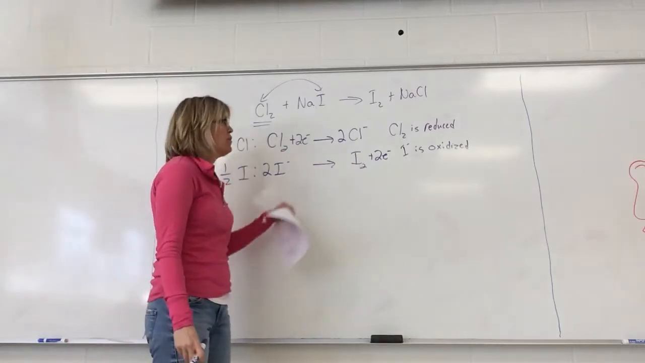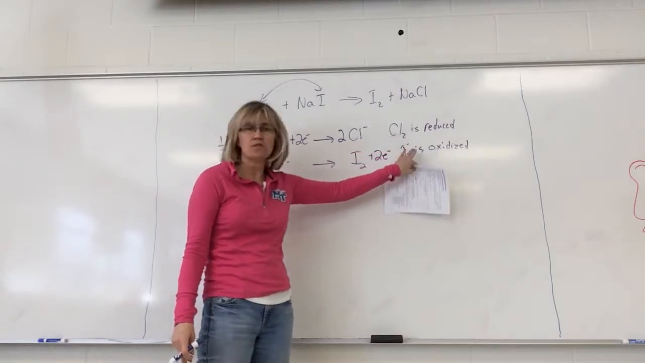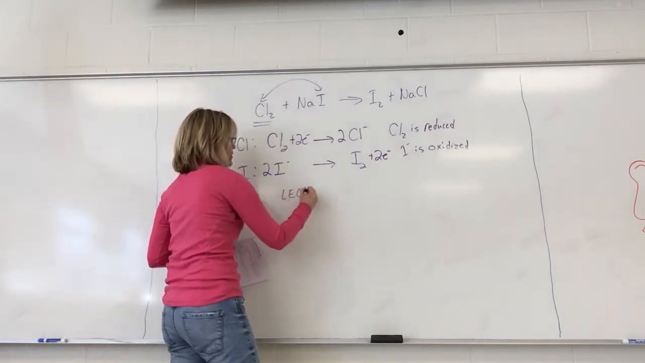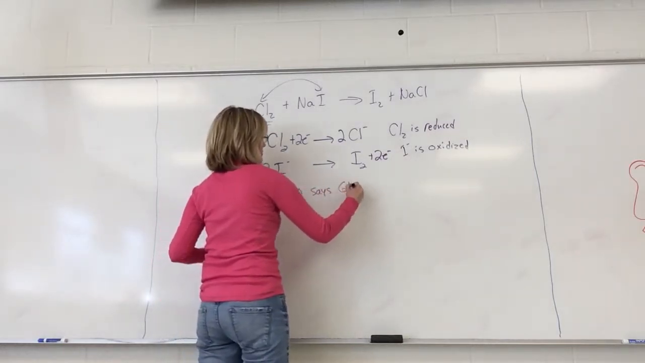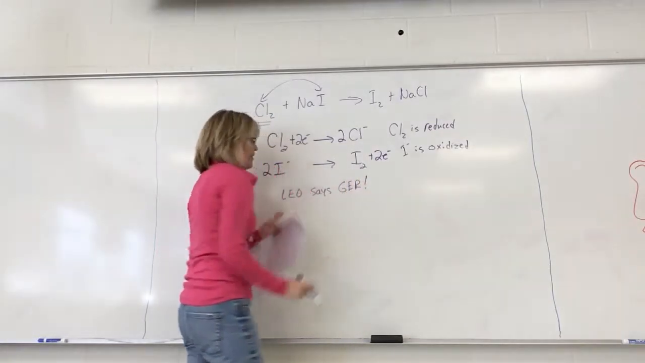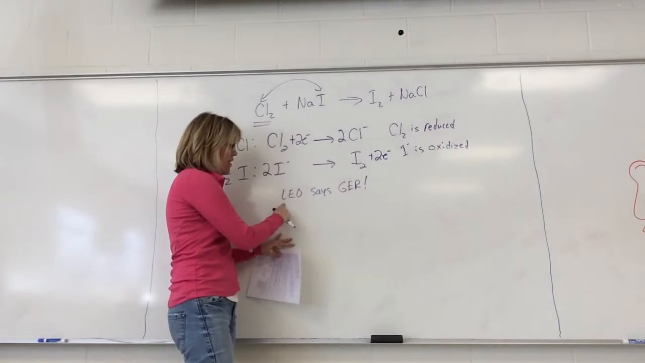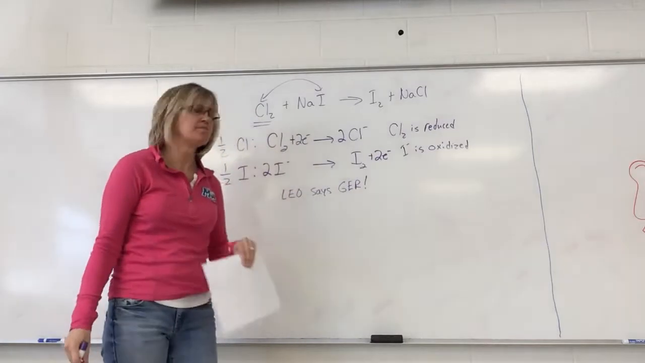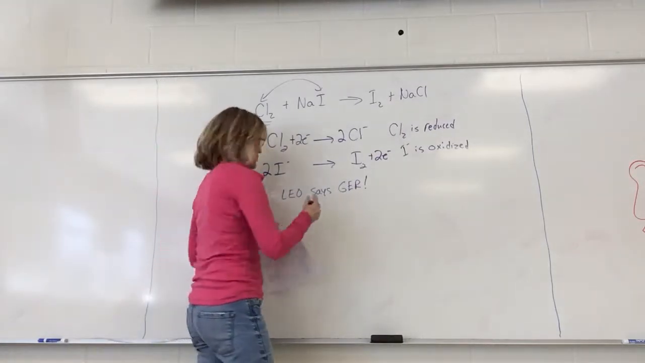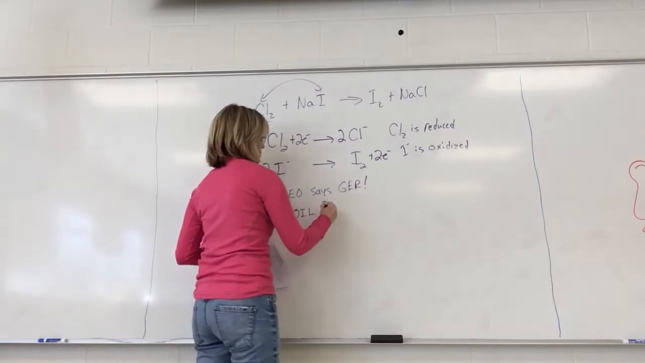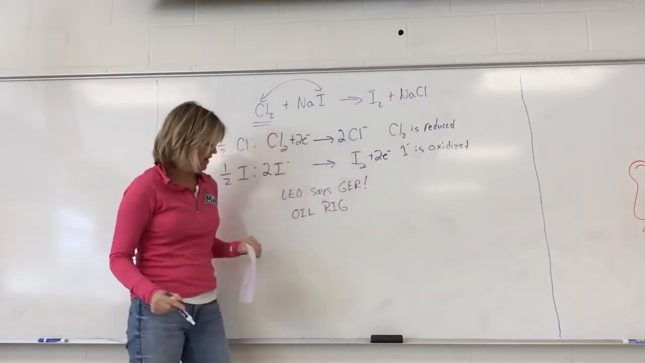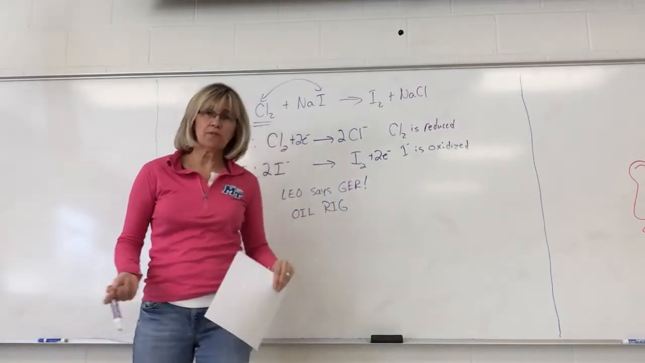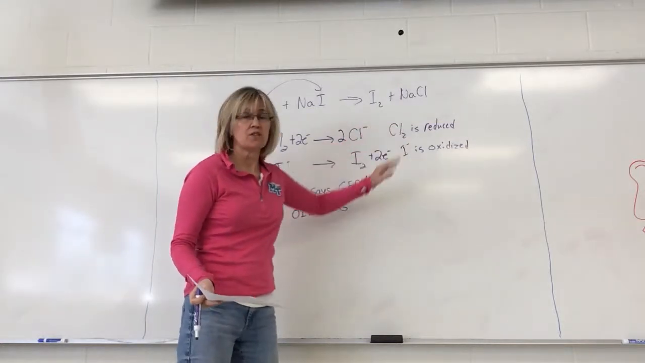Now how do you remember that whatever gains is reduced and whatever loses is oxidized? Well, there are two acronyms. One is LEO says GER. Leo the lion growls. Loss of electrons is oxidation. Gain of electrons is reduction. And if you're not into Leo the lion, there's also this: OIL RIG. Oxidation is loss, reduction is gain. So that helps you to keep track of which is which of these processes.